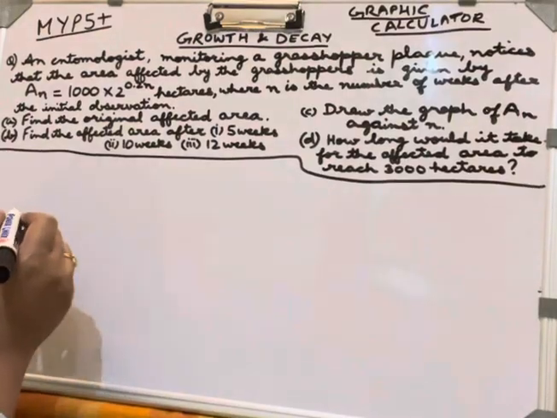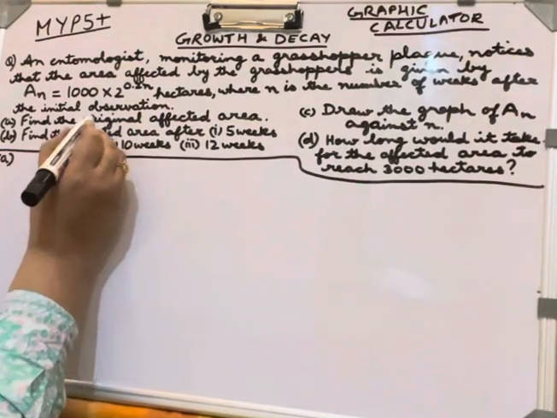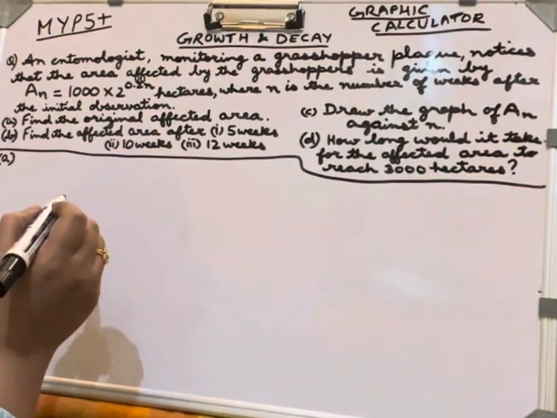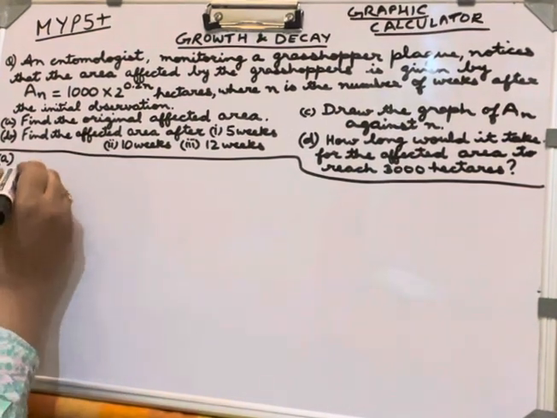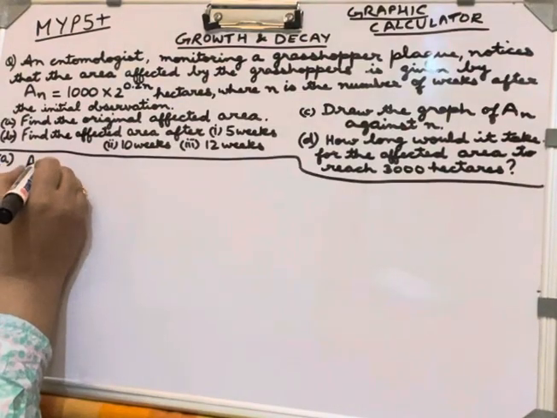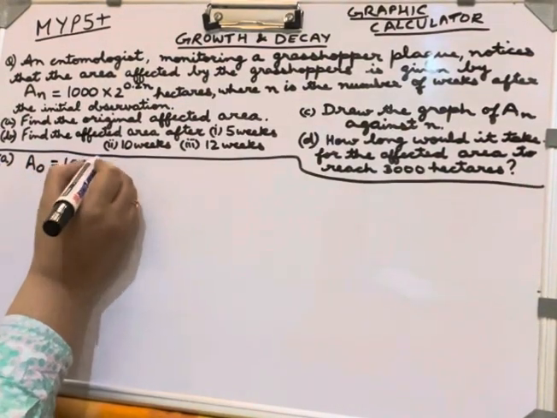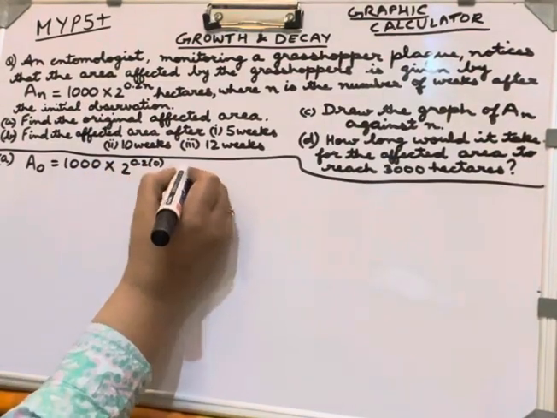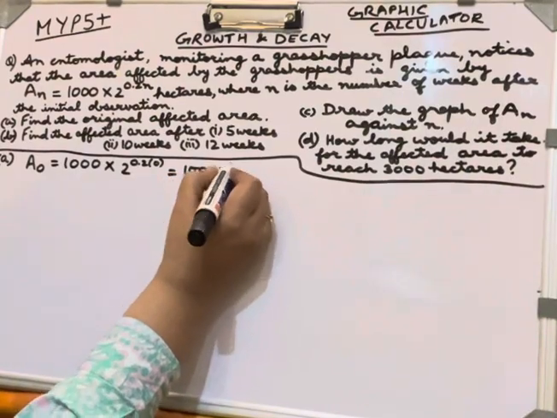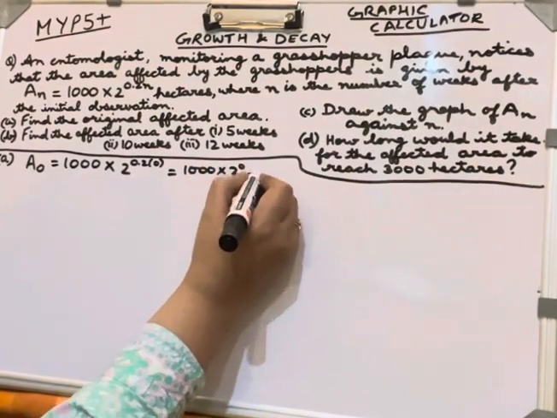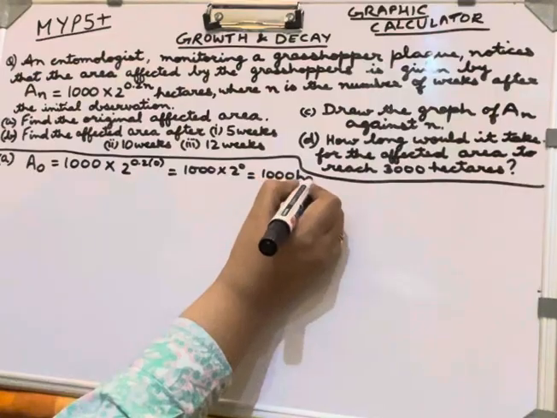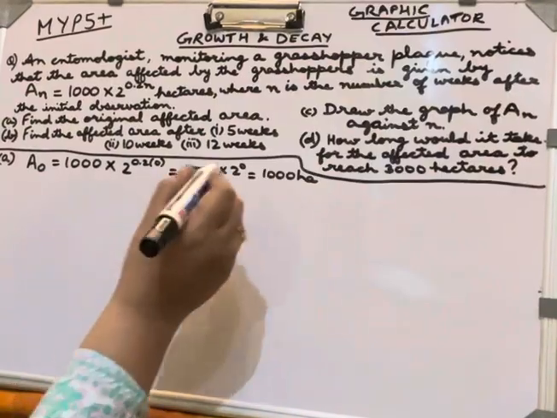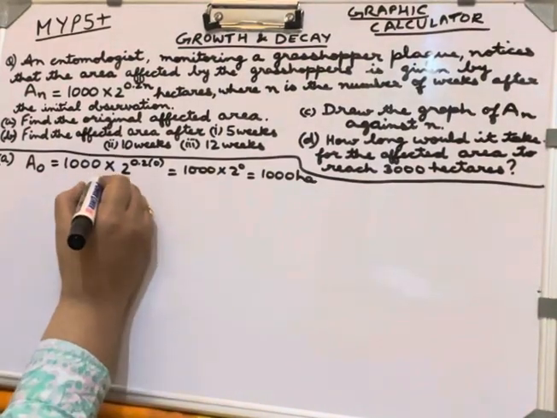So let's begin solving part A. Find the original affected area. The original affected area is the starting value. In the beginning, what was the area? So A_0 is equal to 1000 multiplied by 2 to the power 0.2 into 0, which is 1000 into 2 to the power 0. We know that 2 to the power 0 is 1. So the original area is 1000 hectare.